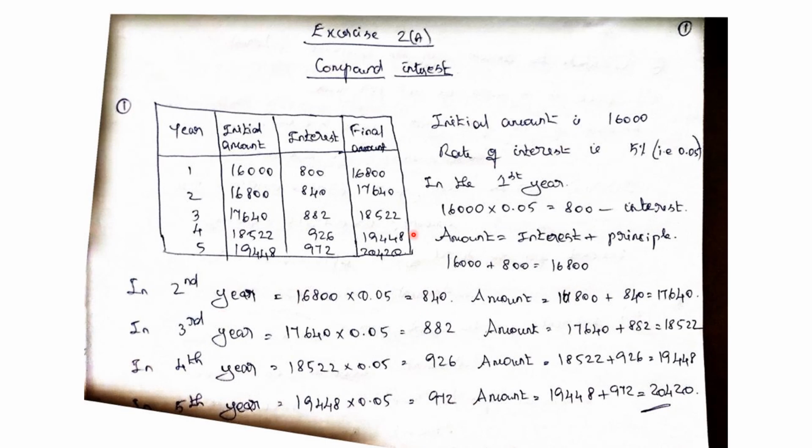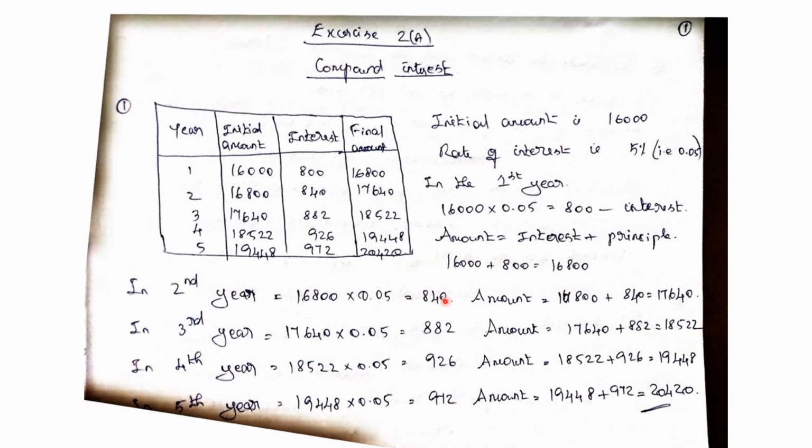So, first year. 5% is nothing but 5 by 100, that can be written as 0.05. So in the first year, 16,000 into 0.05 will get 800 rupees. This 800 rupees will be added to this 16,000, and that will be considered as the principal amount for the next year, I mean the second year. So we got 16,800 into rate of interest 0.05. The answer will be 840.